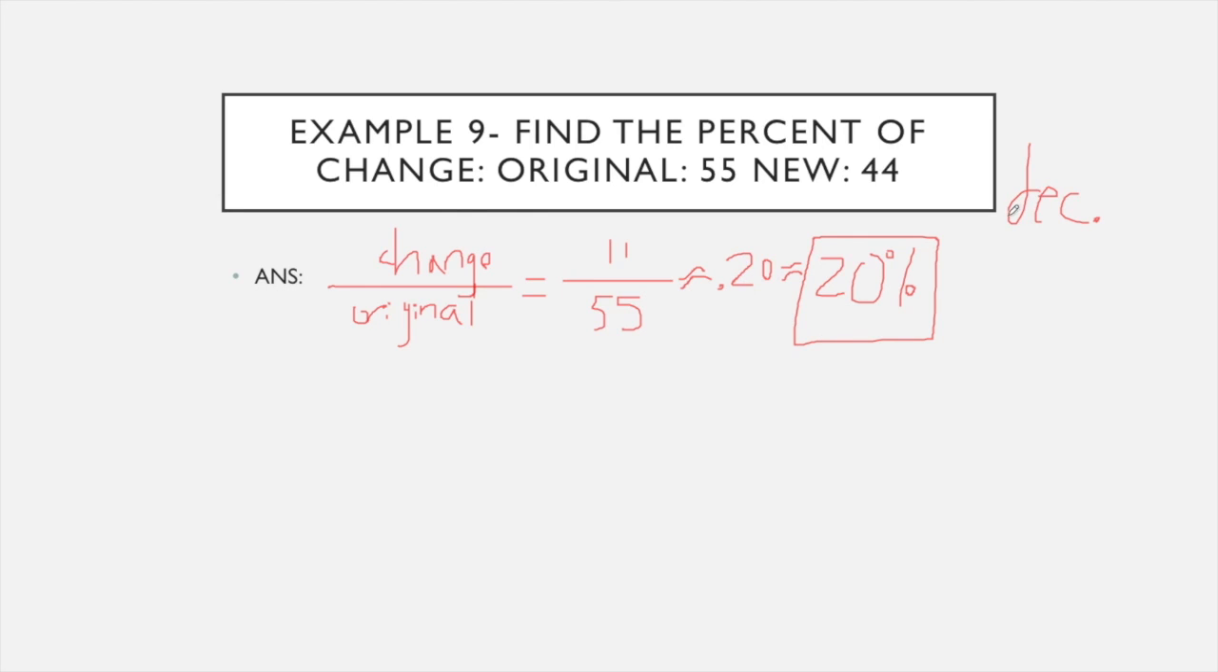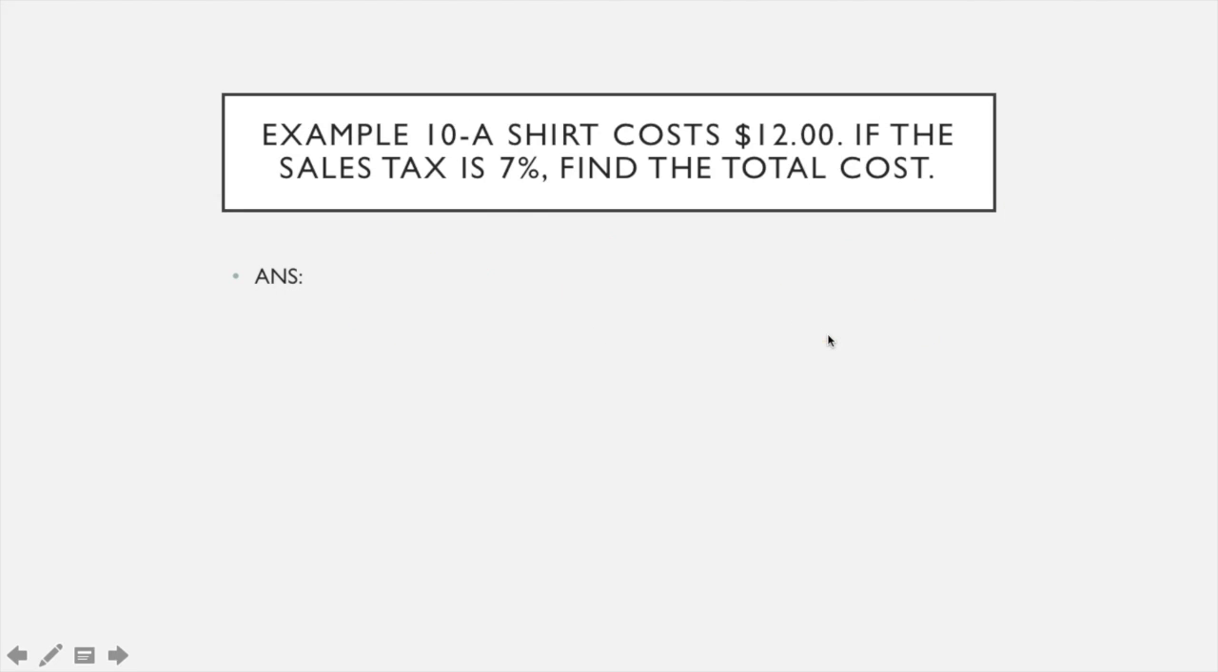They'll also ask you in some questions, is it an increase or a decrease? That's easy, just say, did it go up or down? So it started here, went down, so it's a decrease, 20%.